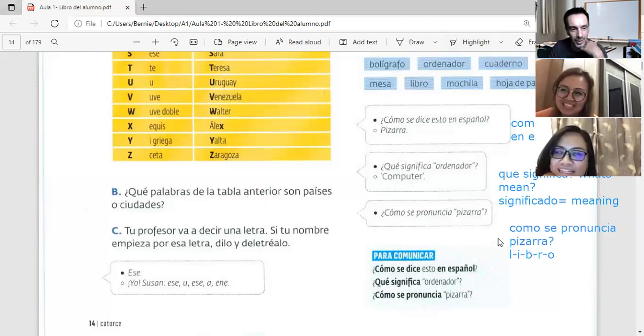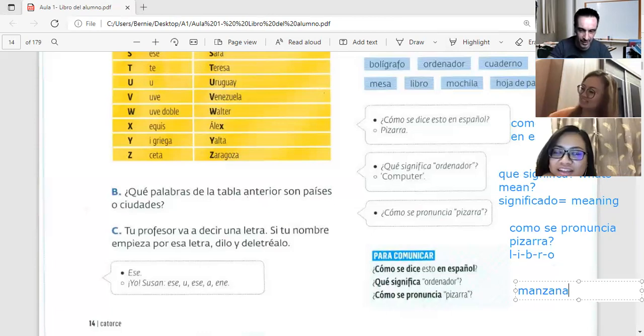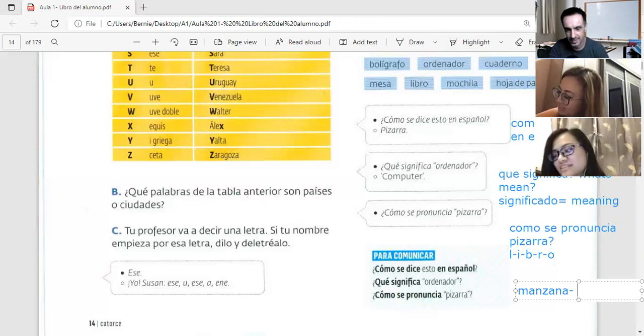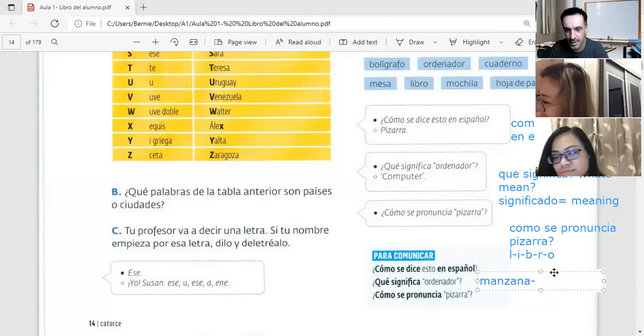How do you say apple in Spanish? Manzana. Yes, this is apple. Manzana, or some people will say manzana. Okay, chicas, muy bien.